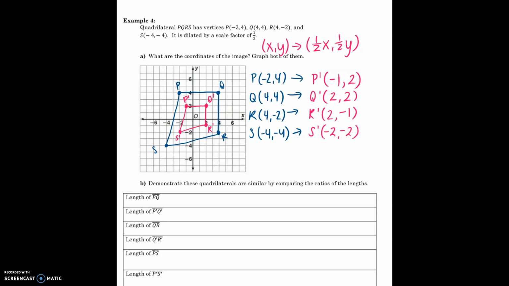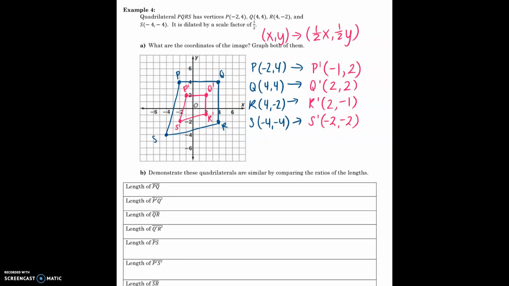So for part B, we want to demonstrate that these quadrilaterals are similar by comparing the ratios of the lengths. The ratios of the lengths of the pre-image and the image should reflect our scale factor. If we take a look at PQ, because we have a horizontal line on the coordinate plane, we can just count to find the length: 1, 2, 3, 4, 5, 6 units.